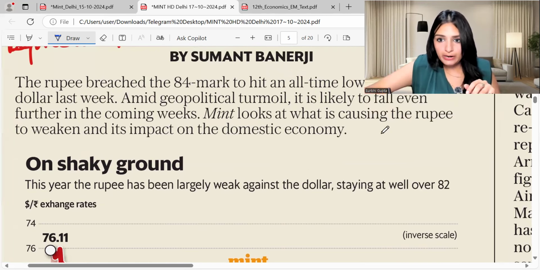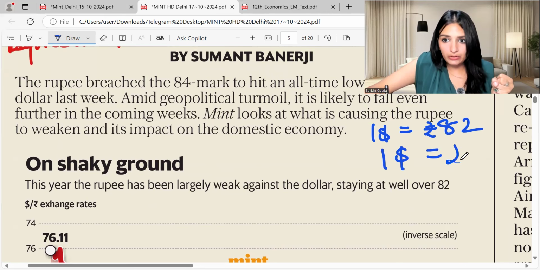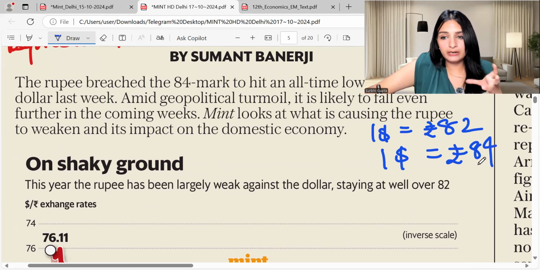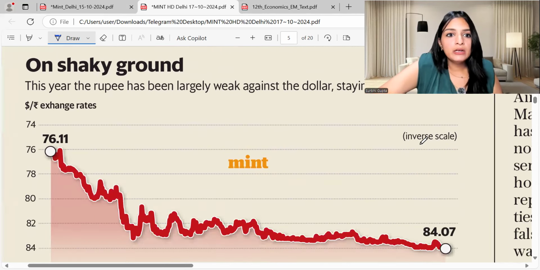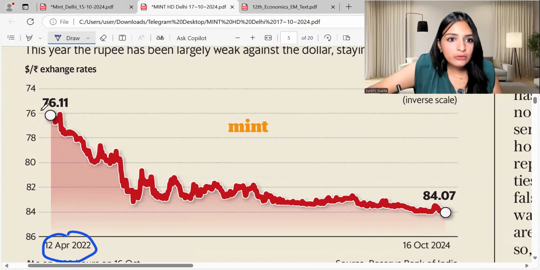So let's say that $1 was rupees 82. You were getting $1 for rupees 82. Now, just to get that same dollar, you are paying 2 rupees more, that is 84 rupees. So your rupee is getting depreciated. Okay. So that is the graph of what happened.